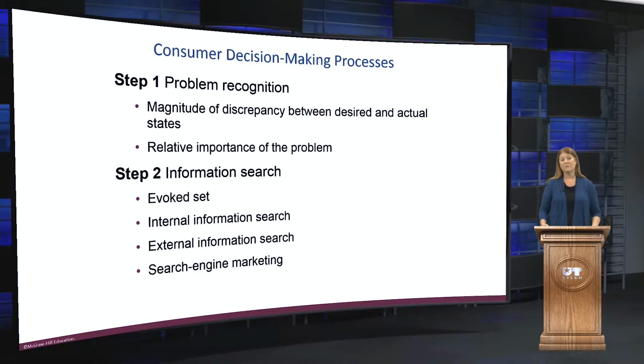Then there's the external information search. If the product's a little more complicated, I might search. I might ask my friends on social media, or I might just look online, look for reviews. There's other types of information. Search engine marketing is a big player because when consumers are looking for information, we can help them with that information if we're using our marketing appropriately.